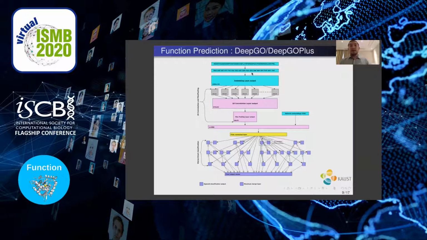Since not many genes have experimental functions, in our work we also use predicted functional annotations as a feature. Previously, we have developed a deep learning based hierarchical classifier for function prediction called DeepGO, and its second version, DeepGO Plus, which also uses a deep learning method and predicts GO annotations from protein sequence and protein-protein interaction network features.